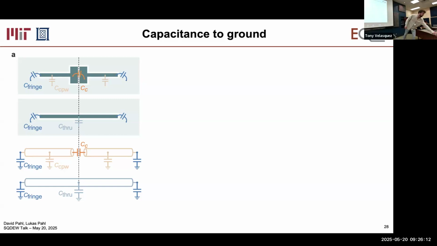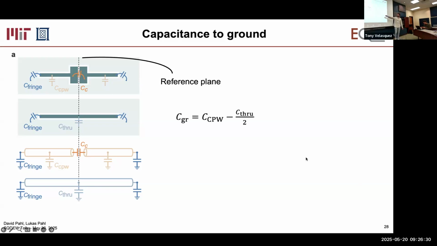And now how we get these capacitances to ground that I showed you earlier is we introduce this notion of a reference plane. Just bear with me, it's normally just aligned through the middle of your coupling capacitor. And then you perform this simple calculation. You get this coupling capacitance that you found here, and you subtract from it the through line divided by 2.